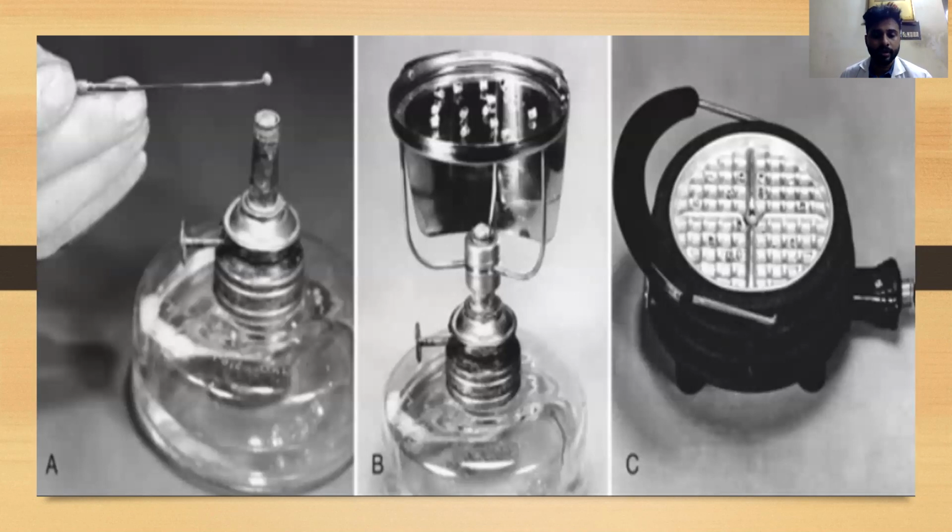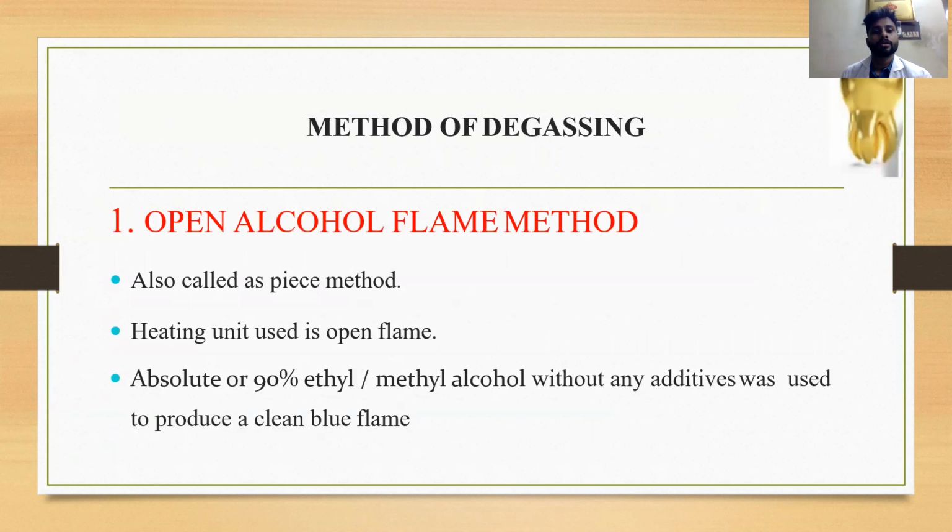So this is the procedure of annealing, heat treating, and degassing. Moving on to the methods of degassing. First is the open alcohol flame method, which is also called the piece method. A heating unit is used in open flame.